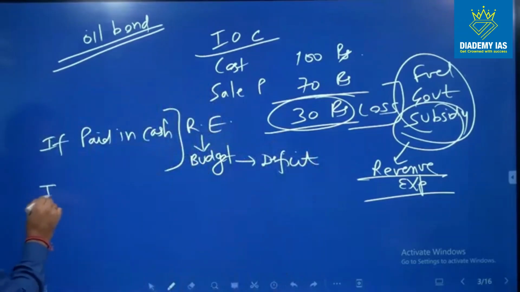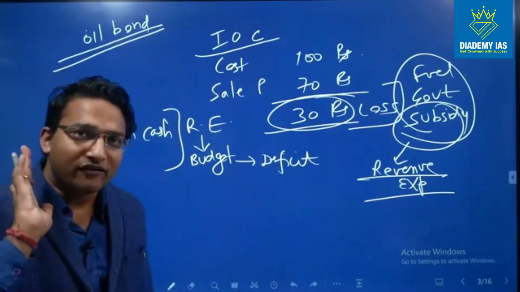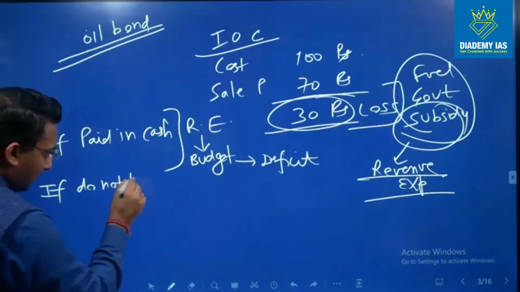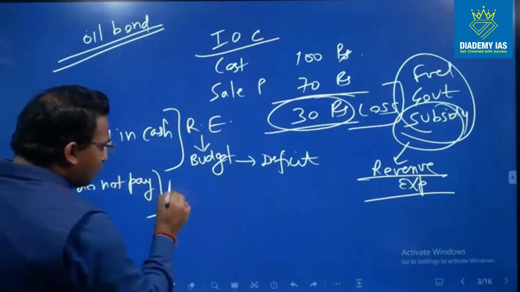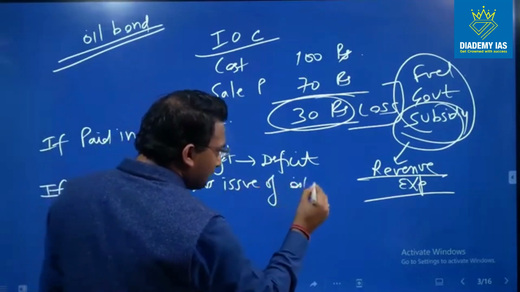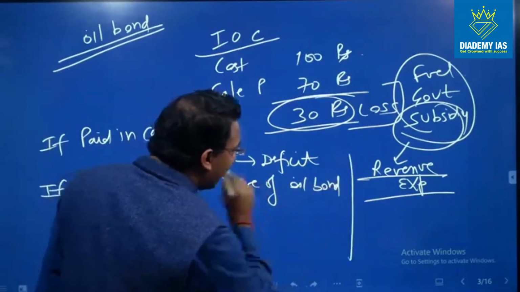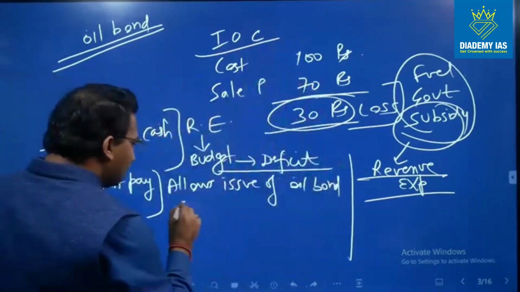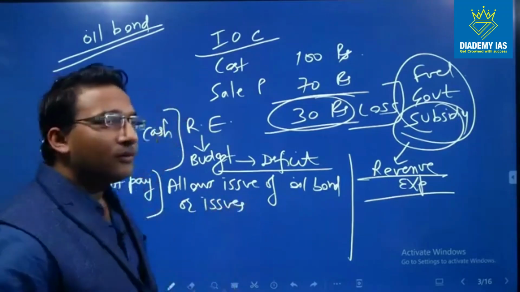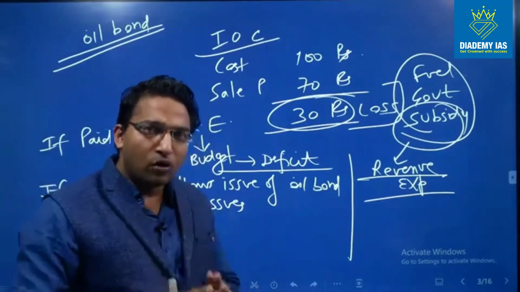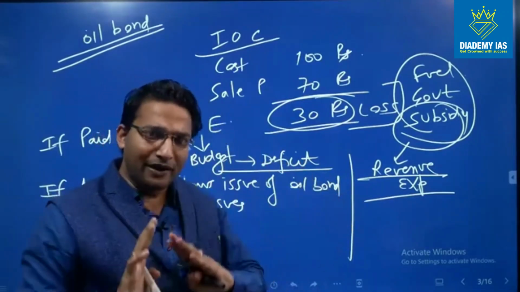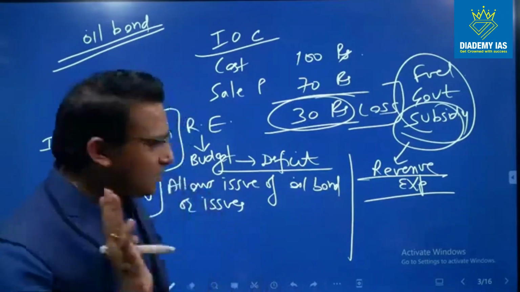But it is quite possible that in some year the government does not have sufficient resources. If the government does not pay in cash, it allows the issue of oil bonds by the OMCs, that is the IOC, Indian Oil Corporation, or it issues the oil bond itself for paying to the IOC, right? So oil bonds can either be issued by the oil company itself on behalf of the government, or the government can itself issue these bonds.